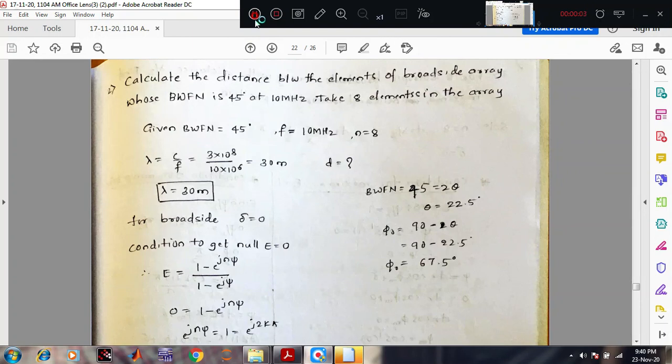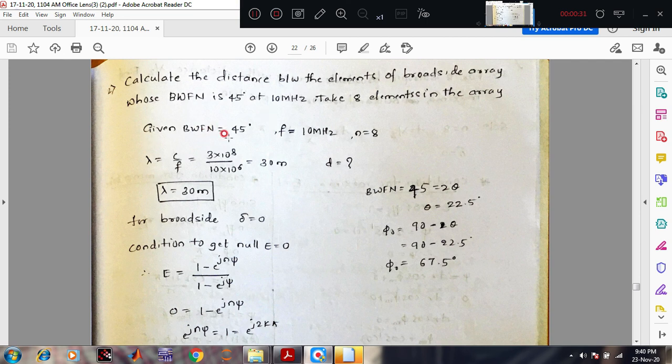Hello students. In this class we will continue with the numericals on the radiation pattern. The problem statement goes this way: calculate the distance between the elements of a broadside array whose beamwidth between first nulls is 45 degrees at 100 megahertz. Take 8 elements in the array. We need to calculate the distance between the elements of the broadside array.